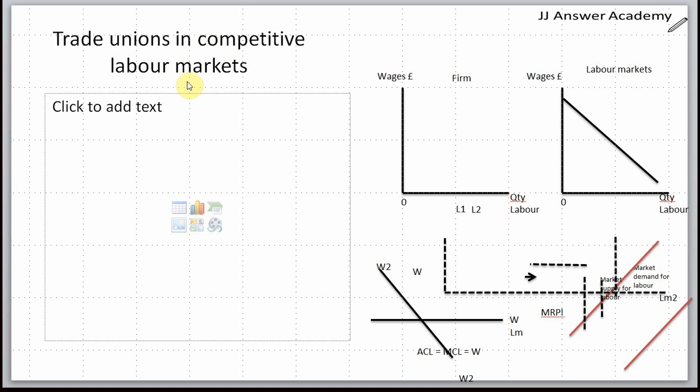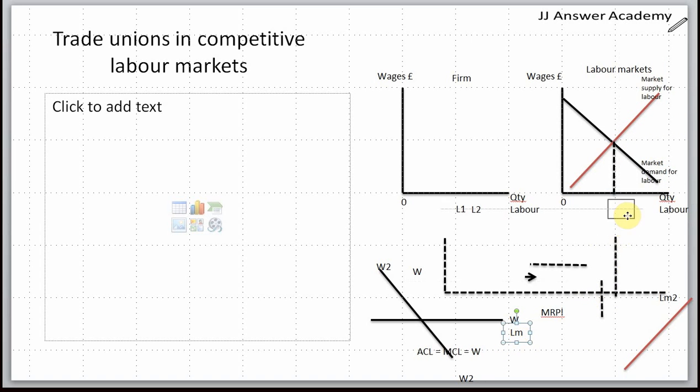Trade unions in competitive labor markets. Let's say in competitive labor markets, this is the market demand for labor, which is calculated by the horizontal addition of all individual firms. This is the market supply for labor. And the intersection of both these curves will give us the market clearing labor supplied and labor employed, or demand for labor, right? And this is the wage rate, the free market determined wage rate. Put this as W1.